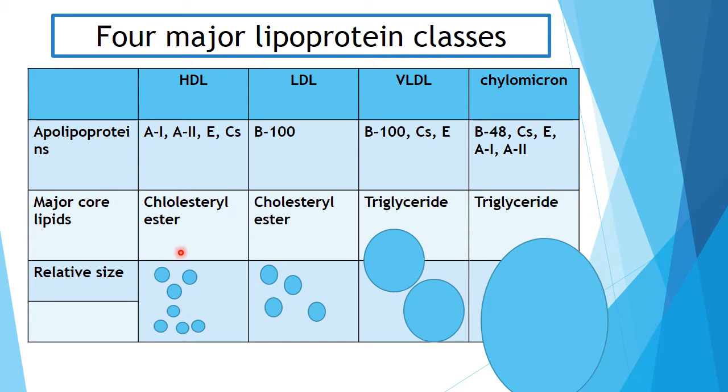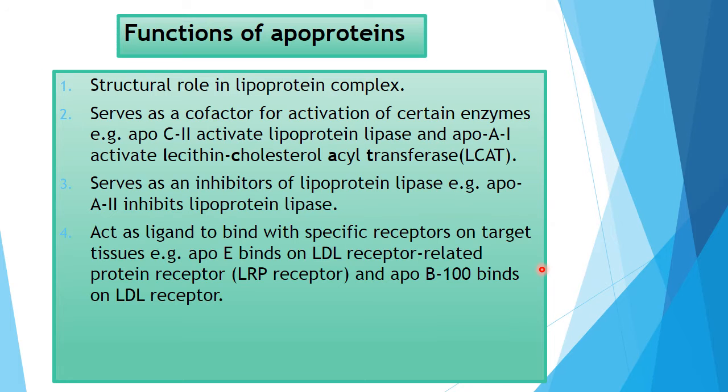The size you can see, HDL1 and HDL2 are smaller in size. These are bigger in size as they contain more lipid. As more TG is there, VLDL is bigger in size, and you can see chylomicrons are so big. Now functions of apoproteins.